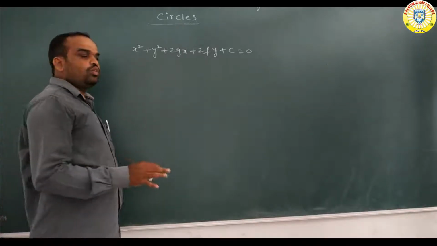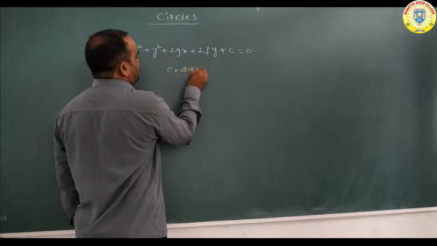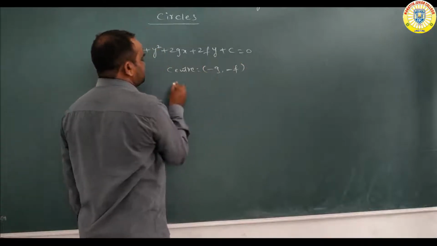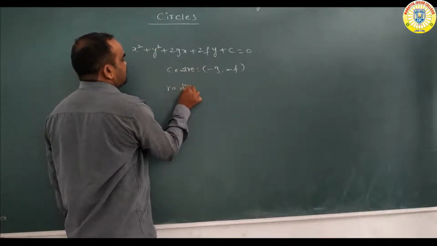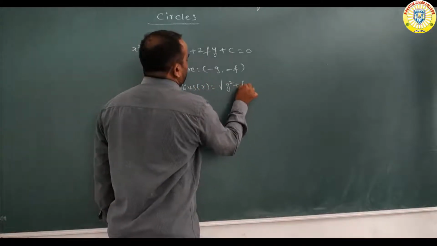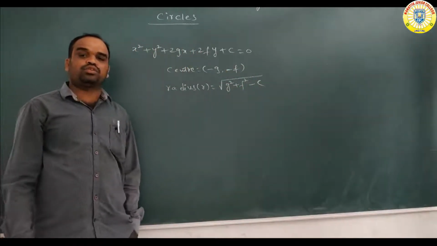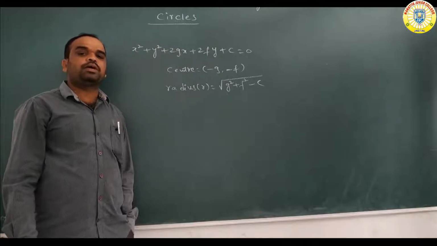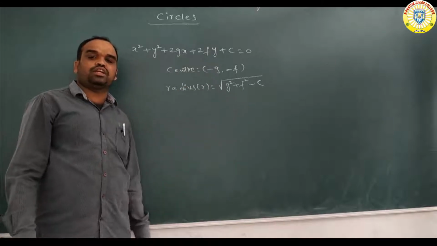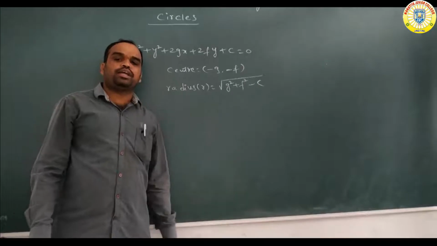Understand? And what is the center of the circle, sir? The center is minus g comma minus f, and the radius r is equal to the square root of g square plus f square minus c. This is the center of the circle. This is the radius of the circle.